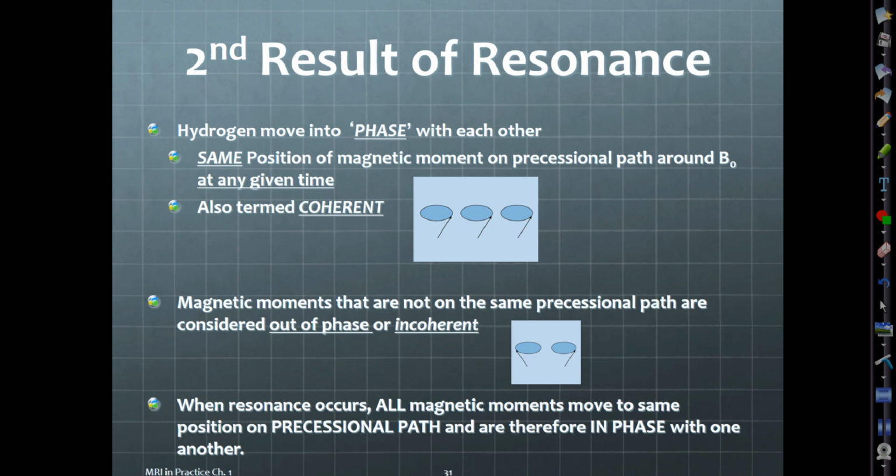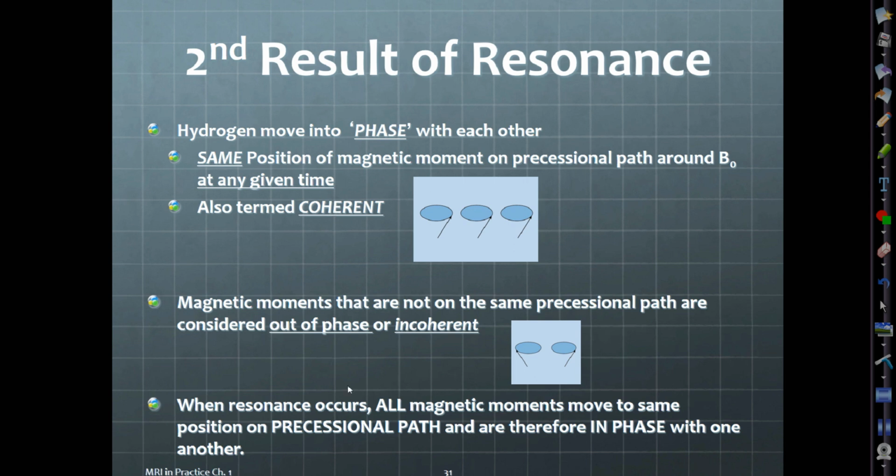So now the hydrogen, once again, are moving in phase with each other. So what does that mean? They're in the same position of the magnetic moment on precessional path around B sub 0 at any given time. You have several terms for in phase, and the other one is called coherent. So if these spins are in phase with each other, it's called coherent. If the magnetic moments are not on the same precessional path, they are considered out of phase or incoherent. So just make that relationship. Out of phase, incoherent, in phase, coherent.